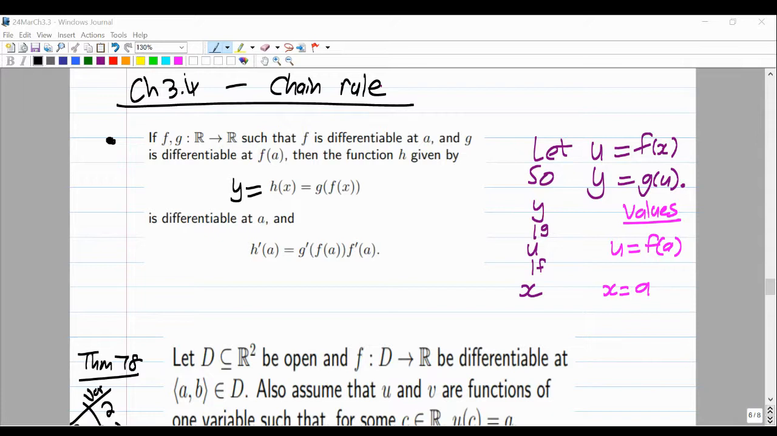So what you can say is the following: y is ultimately a function of x. So you can differentiate y with respect to x and plug in a. So that is the left-hand side, h'(a).